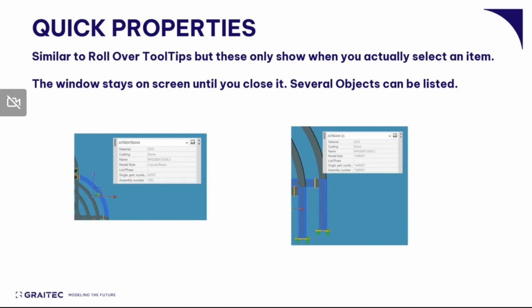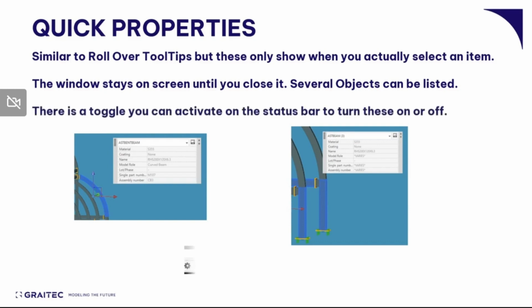And you can also select multiple objects. See in the right hand image I've got 3 beams selected, so it's telling me the size of all 3 beams. Obviously the part numbers vary. And you can turn this function on and off, which is quite a nice thing. So instead of it coming up all the time when you don't really want it, you can only have it when you want it. You can turn it on. When you don't need it the rest of the time, you can turn it off with a simple toggle on the status line. So let's see these things in action.